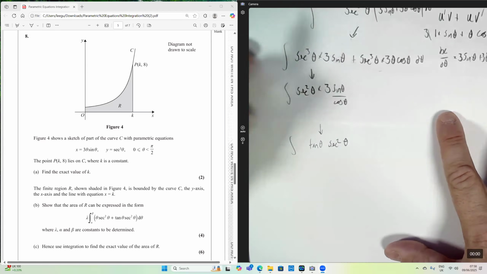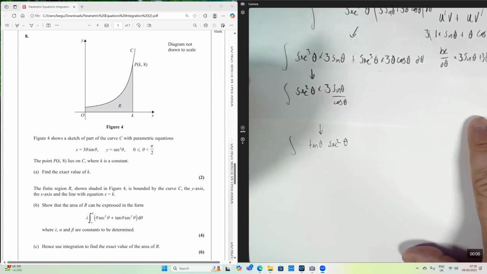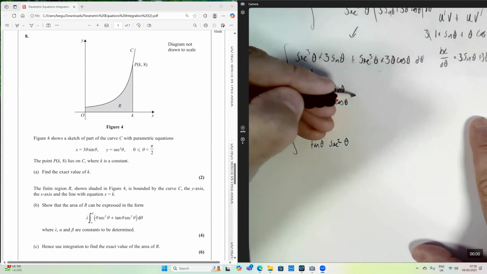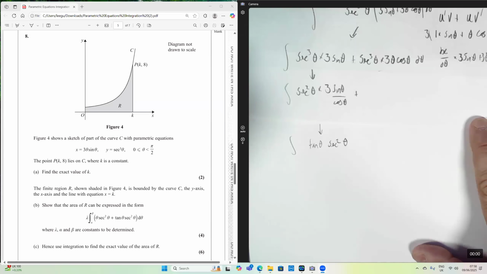Let's look at this next one. Sec cubed times 3 theta cos theta. Let's think about what's going to happen there, and we're aiming for that to go to theta sec squared. Okay, again, sec here is 1 over cos.